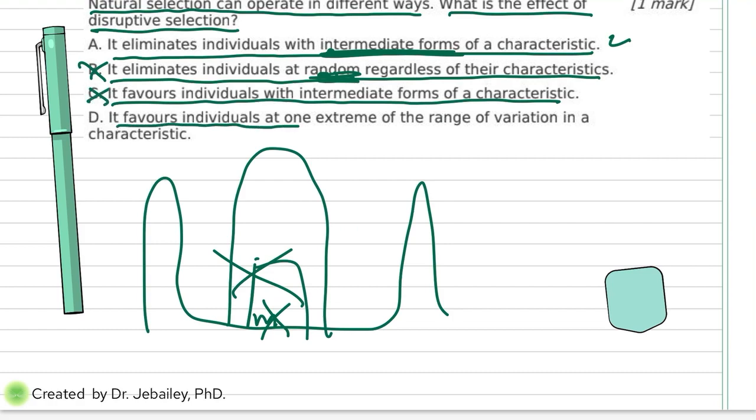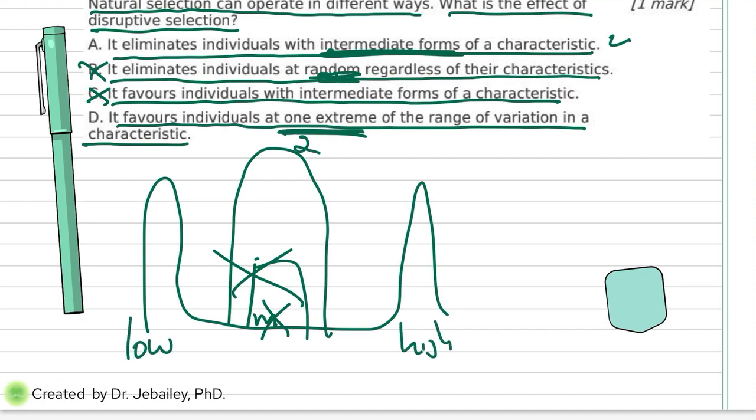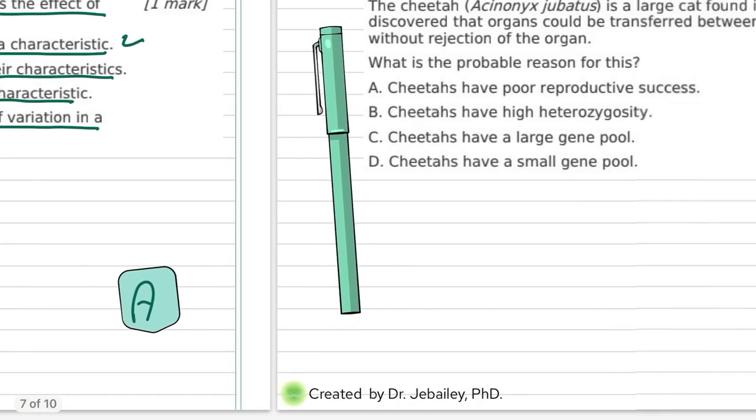It favors individuals at the extreme of the range of variation in the characteristics. Now, here students will get stuck. It says one extreme. It's supposed to be two extremes. They want a lot of low, a lot of high. So if you said two extremes, then yes, that would have been the right answer. But because of that one word that says one, it does not fit. So again, disruptive has to do with two extremes, not one. So it's not D, and the answer is A. So be careful with the wording.